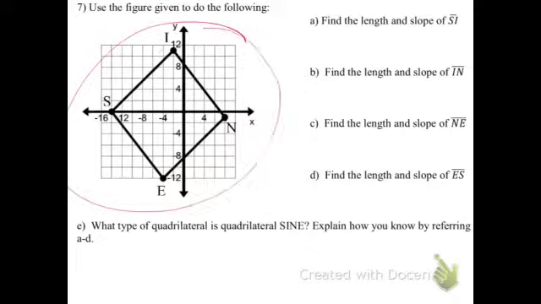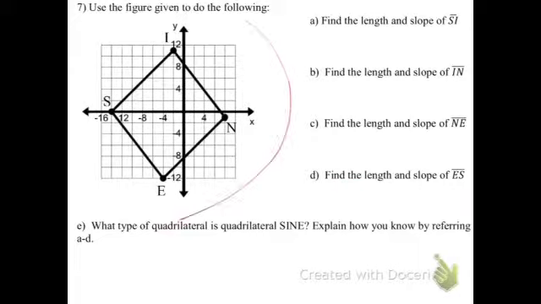On this figure, we need to get the length and slope of SI, IN, NE, and ES. And actually, this is the same figure as the last one on the previous assignment. So if you want your solution for this, go to the previous assignment. It's called Prove Geometric Shapes, and go to the last one, and it helps you get all these, and explains what the quadrilateral is, and so you just look at that, and it'll give it to you. And so there's your solutions.